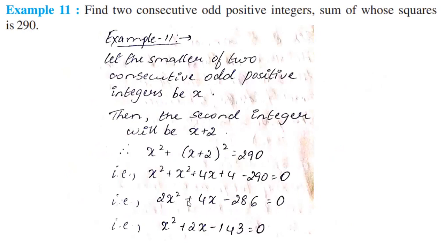Question number 11, example 11. Find the consecutive odd positive integers, the sum of whose squares is 290. Let the smaller of the two consecutive odd integers be x, and the second integer be x plus 2. The sum of whose squares is equal to 290.